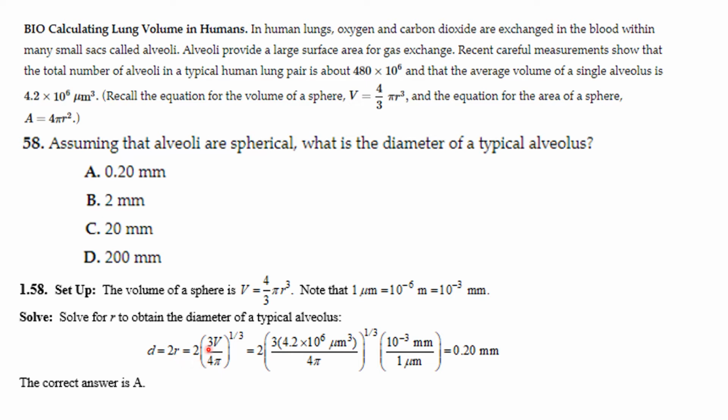So there's the 2, but then I have to take 3V over 4 pi, and then take the cube root of R to solve for that. So that's going to be 3 times 4.2 times 10 to the 6 micrometers cubed, that is cubic micrometers, over 4 pi. You take the cube root of that and multiply all this stuff together, taking the cube roots, and you end up getting 0.2 millimeters. And here you're changing it to millimeters. So the correct answer is A.